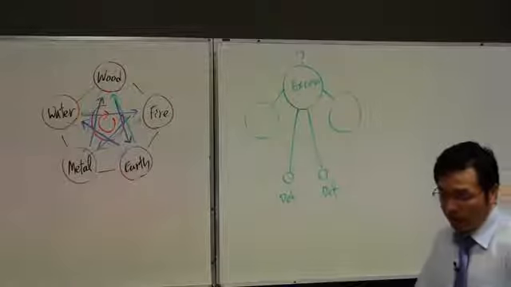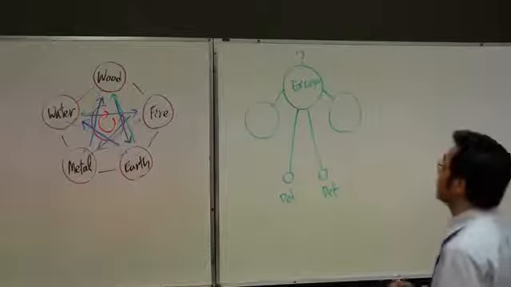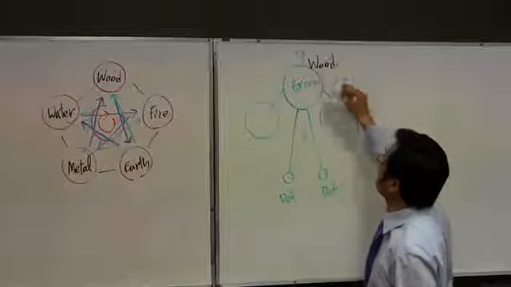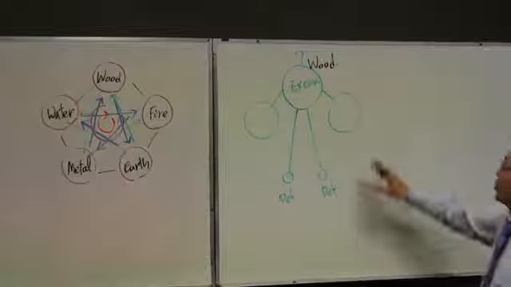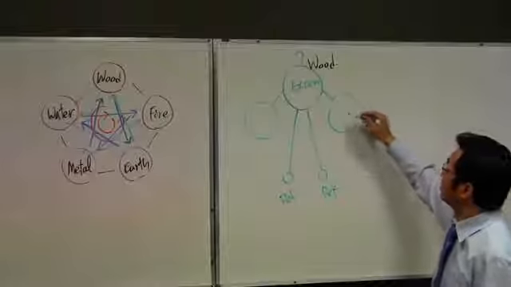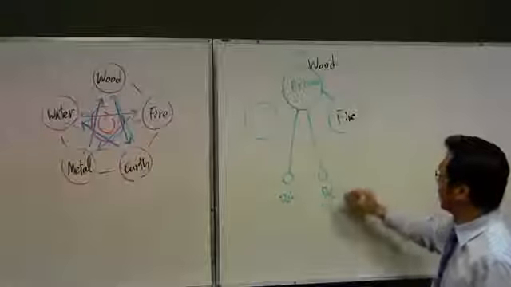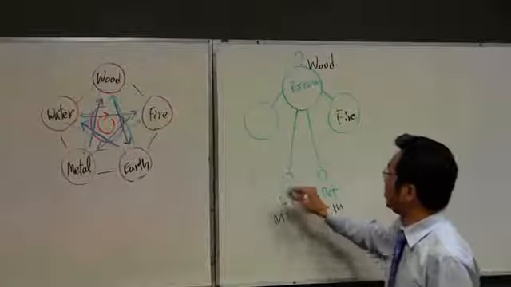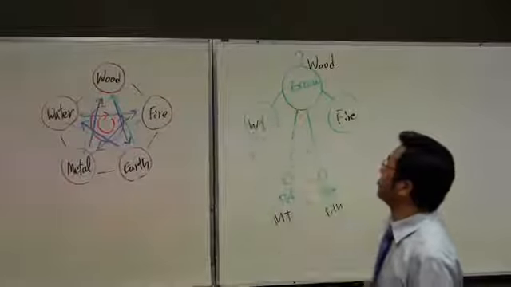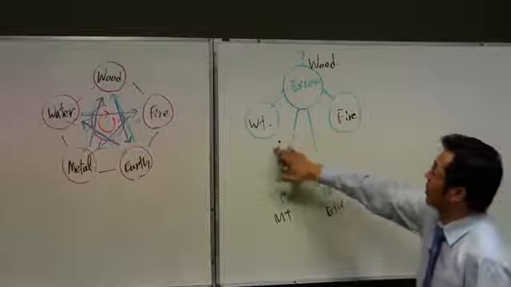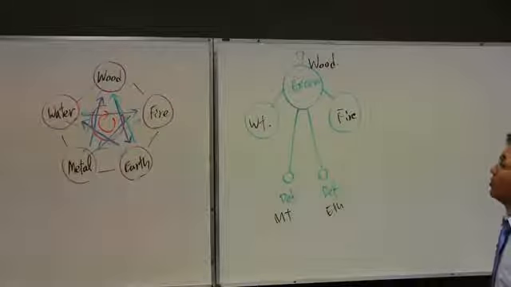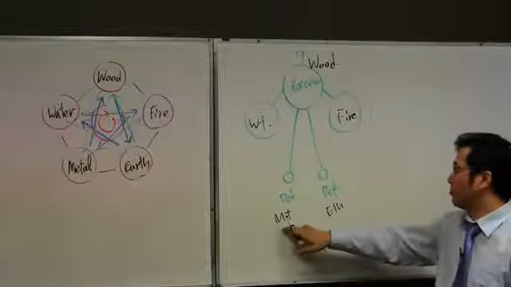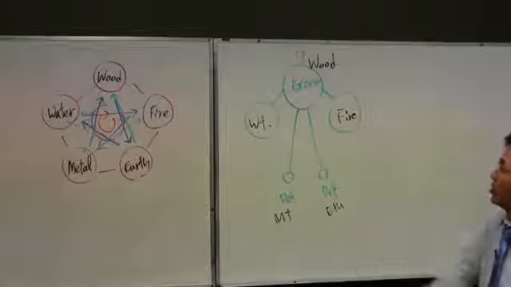For example, we can apply this to wood excess. If wood is in excess, which ones can be in excess too? There's fire, earth, metal and also water. Water and fire both become excess during the excess of wood. But the other two, metal and earth, become deficient.